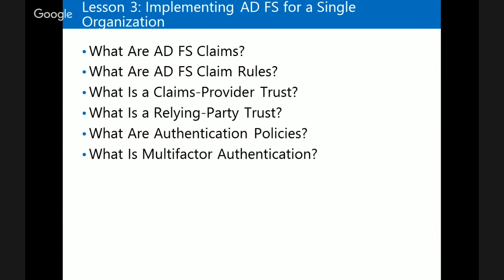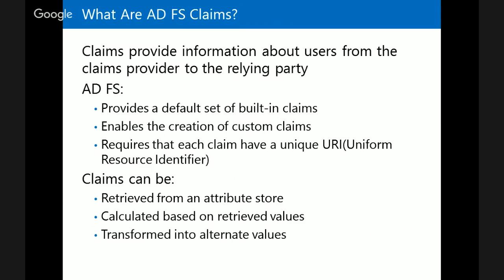Okay. Implementing for a single organization. We'll talk about claims, claim rules, claim provider trust, relying party trust, authentication policies, and multi-factor authentication. Lot to talk about here. First is to make sure we understand what Federation Service thinks of as a claim. Information about users from some type of claims provider that's going to be passed to that relying party.